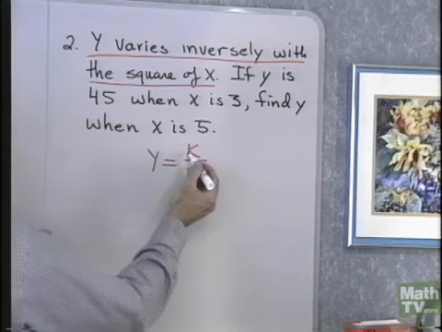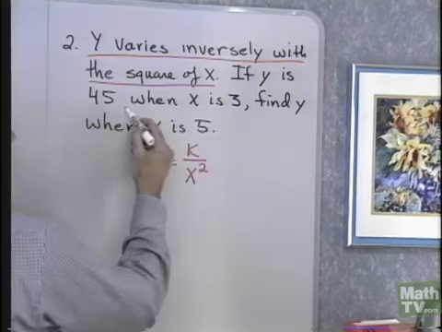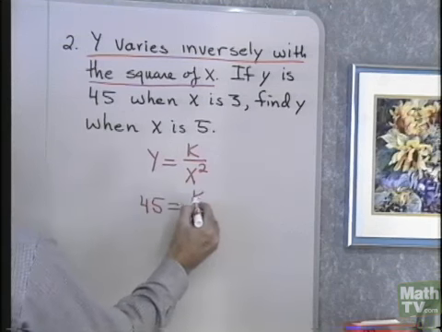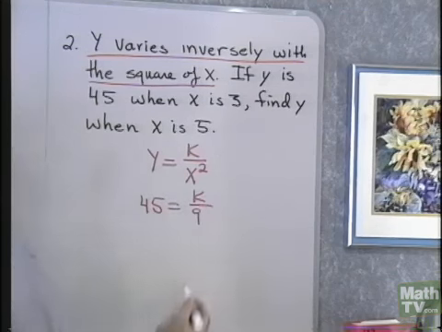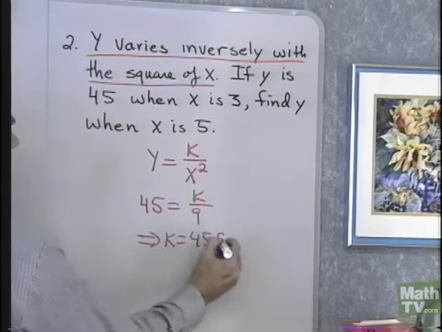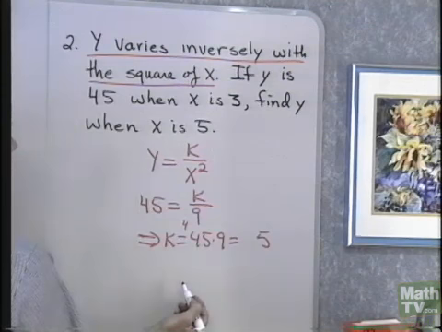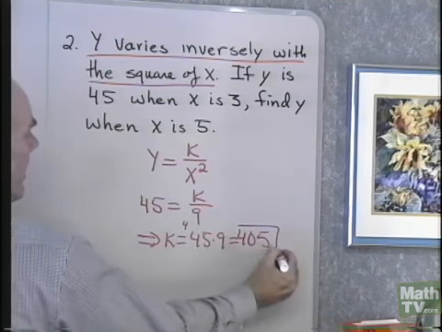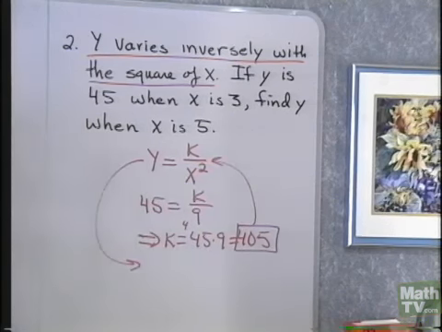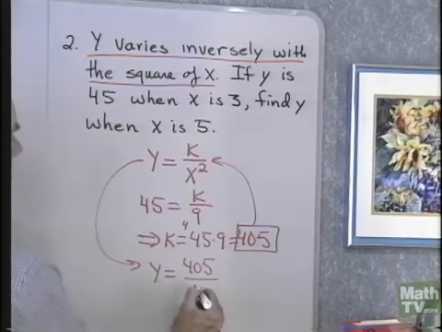Now I want to evaluate k, and I'll use this first part of the second sentence where we say if y is 45 when x is 3. Y is 45 when x is equal to 3, 3 squared is 9, so I get k is equal to 45 times 9, which should be 405. So that allows me to write a specific variation statement as y is equal to 405 divided by x squared.